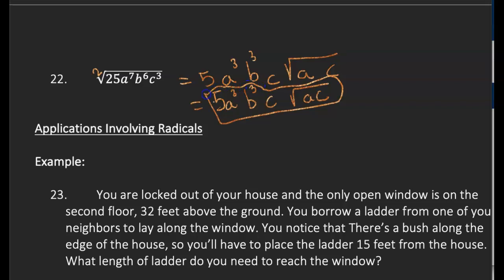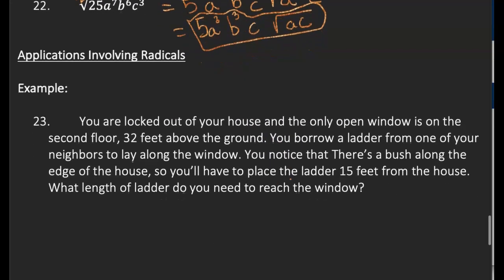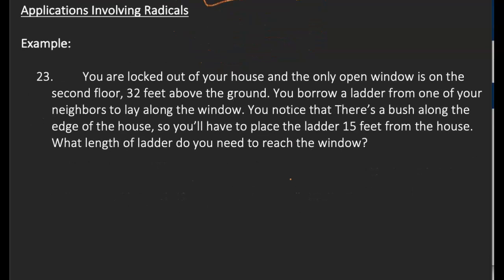I think what could be the most complicated part of this is the fact that you have to remember to treat the exponents differently than how you would treat the numbers. All right.